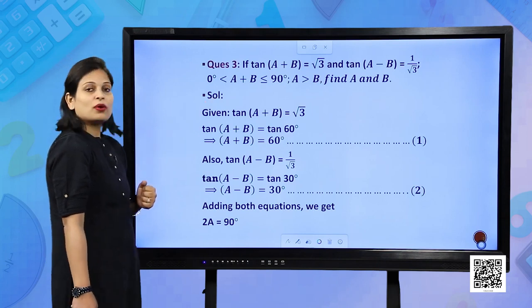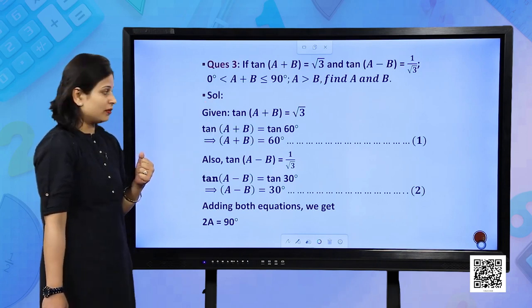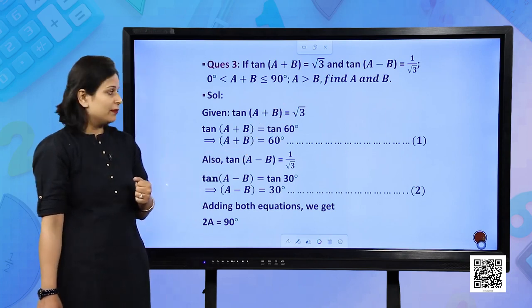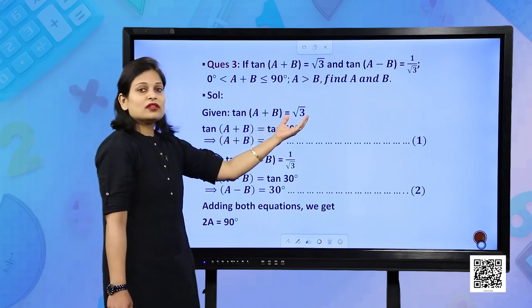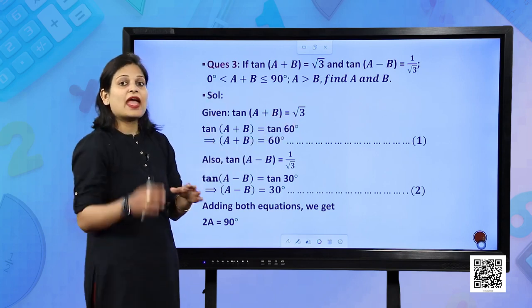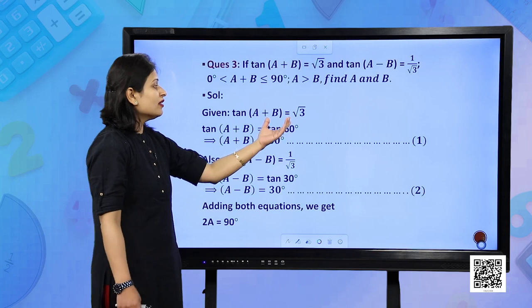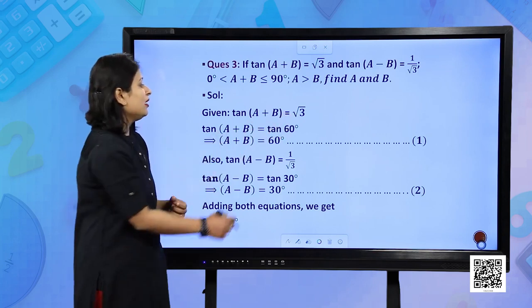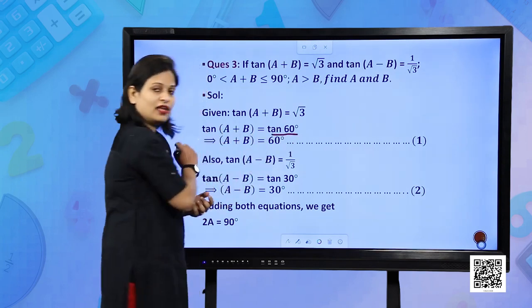For this, how will you solve this question? Tan of A plus B is given as root 3. Now, what will be the value of tan function? At what angle will you get the value as root 3 in the tan function? It will be at 60 degree.